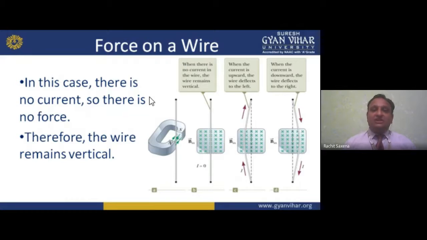So we can't say there will be some force on that wire. No. Therefore, the wire remains vertical, always vertical. Now here, what I want to show is a conductor, and I put a wire between the north and south pole. When there is no current in the wire, it remains vertical. When the current is upward, the wire deflects to the left. See here, my dear student.